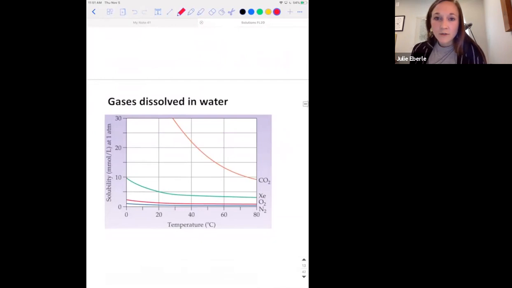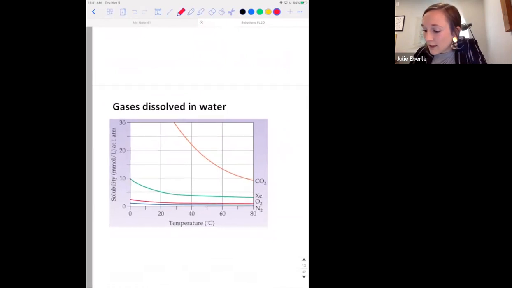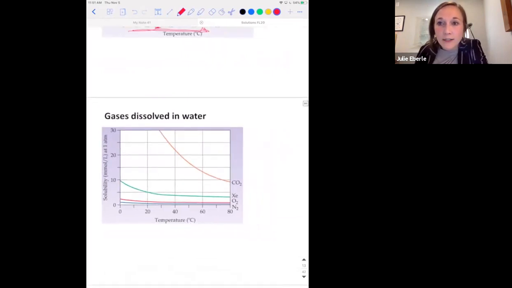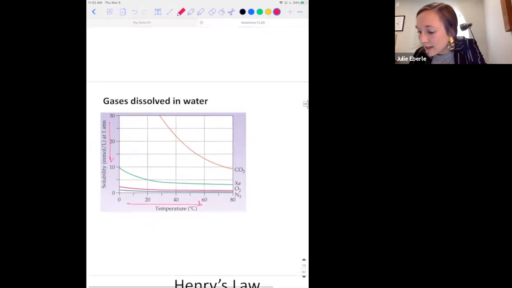Okay, we know it's vice versa for gases. Here we have gases dissolved in water. So look at all these. What do you notice about the lines? They all tend to go down as you climb in temperature. So as you increase temperature, gases like to move. Those particles like to move. They don't like to stay dissolved. They want to have their freedom to move about, and they can do that if they're not dissolved. So as you climb in temperature, what happens to solubility? It goes down. That's why all these lines are curving downwards.